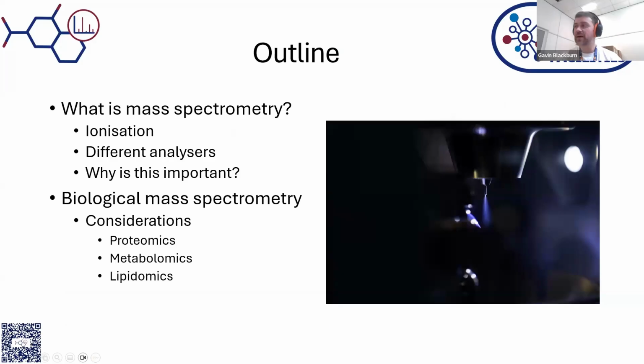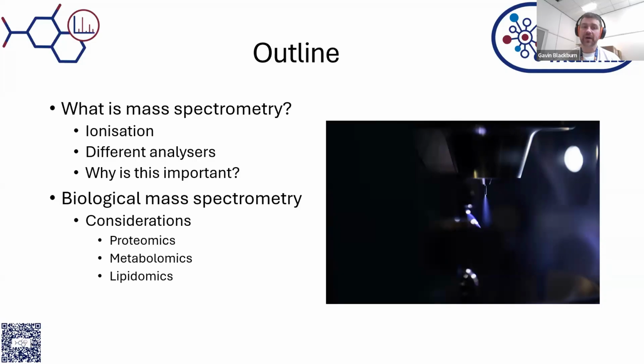So, as I've mentioned, we are going to outline what is mass spectrometry. We're going to cover what I think are the two most important parts of a mass spectrometer to understand. So we're going to cover ionization, and we're going to cover the analyzers, and the different analyzers and why you might choose those for certain experiments. So we'll say why this is important. Why do you need to come and listen to me talk about this?